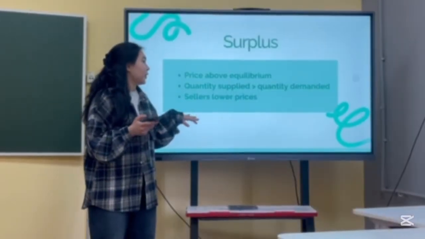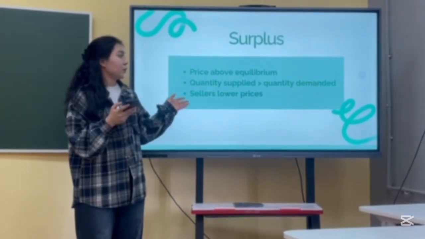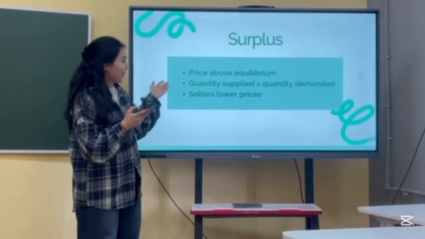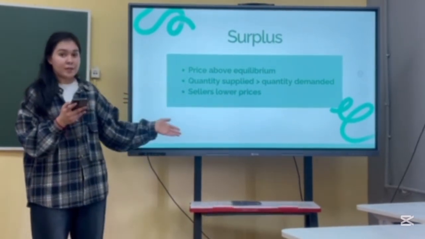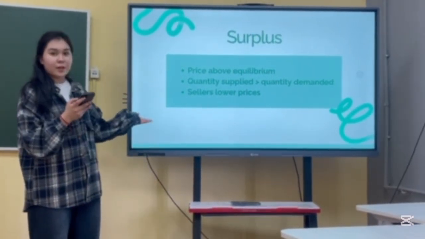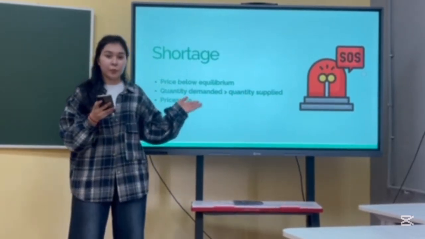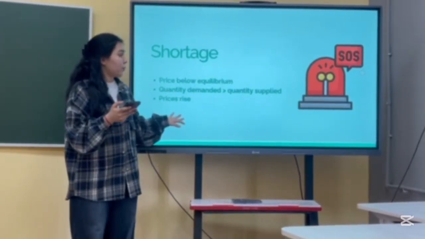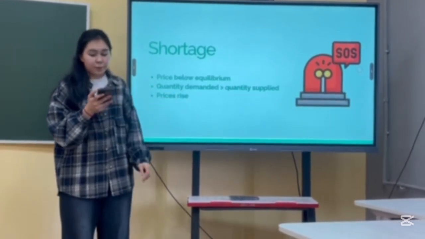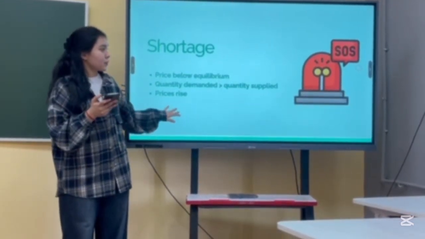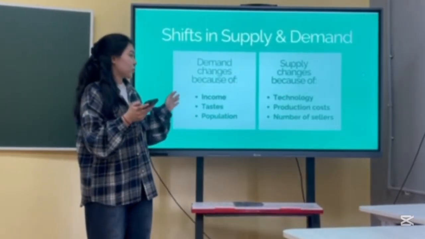A surplus happens when the price is above the equilibrium price, and sellers produce more than buyers want to buy. As a result, sellers may lower their prices to get rid of excess goods. A shortage happens when the price is below the equilibrium price. Buyers want to buy more than the sellers are willing to sell. This usually pushes prices up.